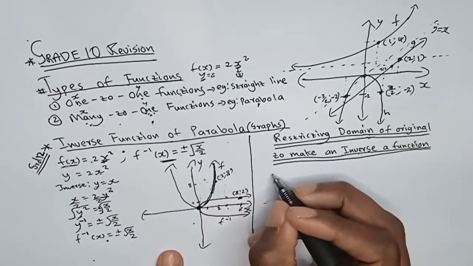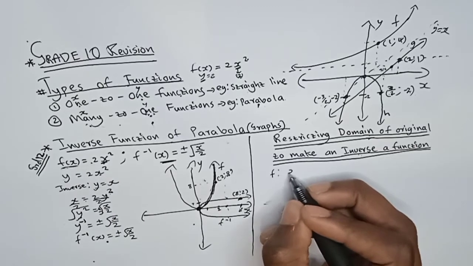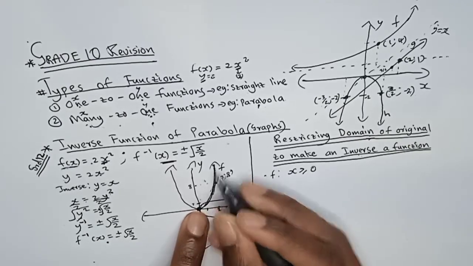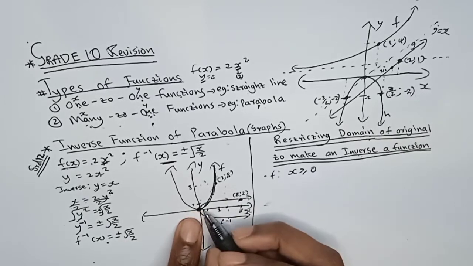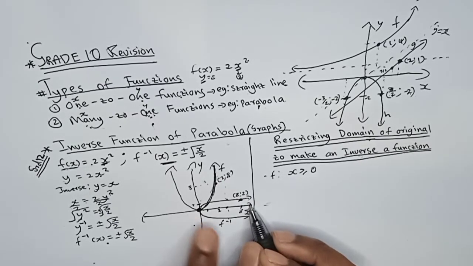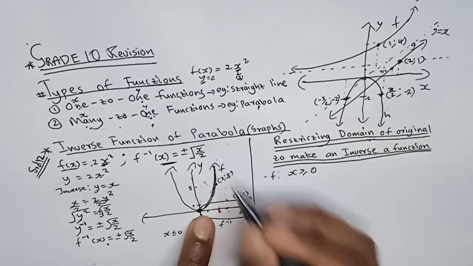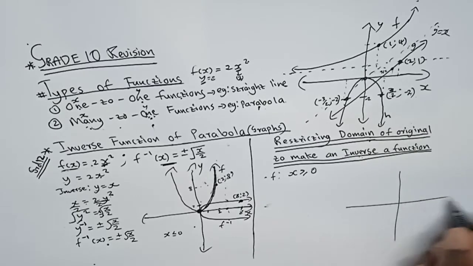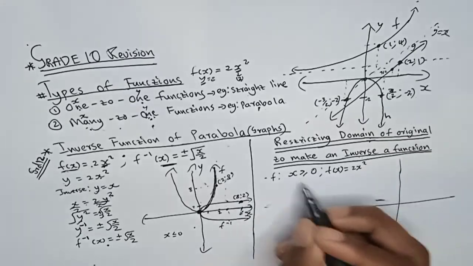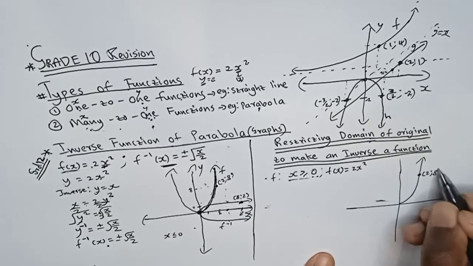So if I'm taking this one, I would say on my original function, I'm restricting the domain and say x is greater than or equal to 0, because this part has only the positive x values. If I'm restricting it and taking the other part, I would say on the original, x is less than or equal to 0. So if I'm only taking this one and I draw it, the graph of f of x equals 2x squared, where x is greater than or equal to 0, will look like this, where you still have your 2 and 8 point, right?